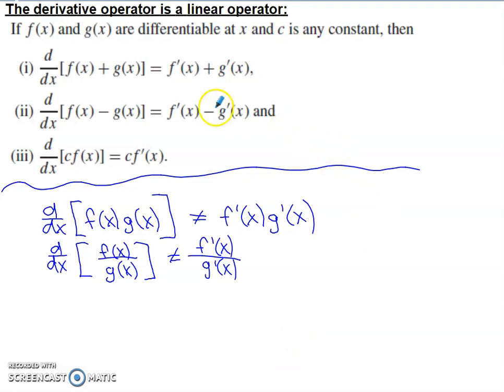Derivatives are linear operators. So if you look at this statement here, f of x and g of x are differentiable at a value x, and c is any constant. If I'm taking the derivative with respect to x of f plus g, I can find that by simply taking the derivative of f and adding the derivative of g. Similarly, with subtraction as the operation between the two, I can simply take the derivative of f, subtract off the derivative of g. If I have a constant multiplying the function that I want the derivative of, I can copy that constant into my derivative and put the derivative of the bigger part of the function right beside it.